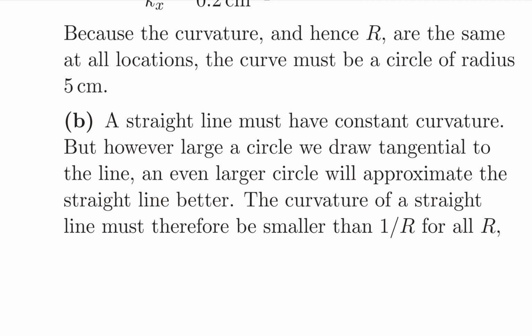Part B: what is the curvature kx of a straight line measured at any point x along it? A straight line must have constant curvature, but however large a circle we draw tangential to the line, an even larger circle will approximate the straight line better. The curvature of a straight line must therefore be smaller than 1 over r for all r.